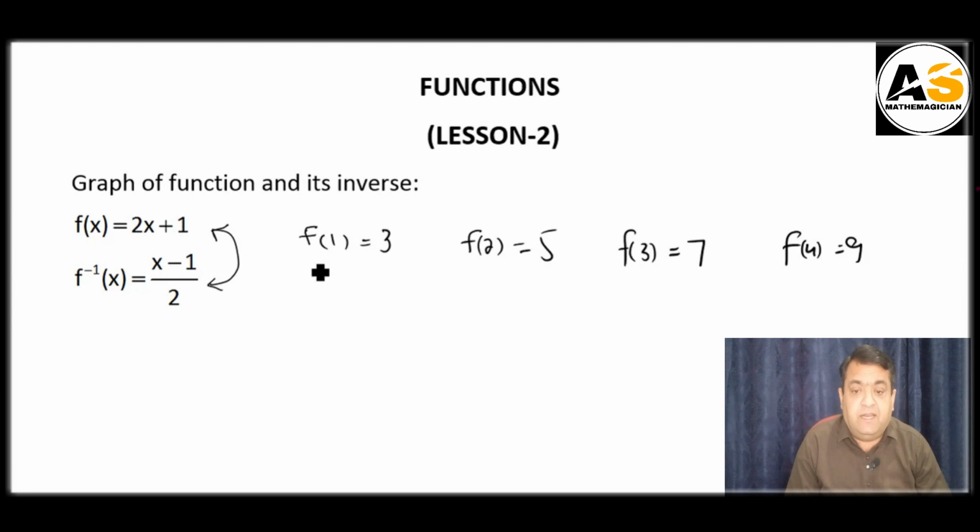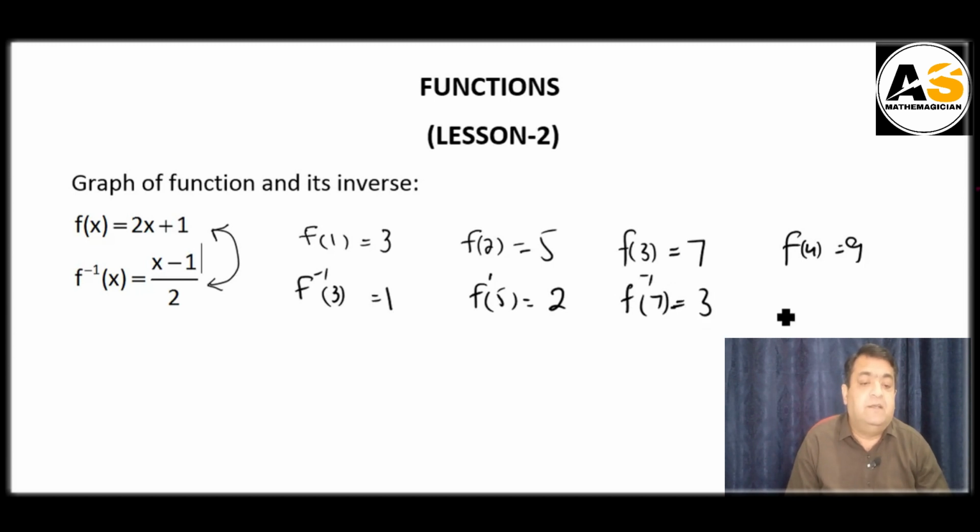Similarly, I am finding the value of f inverse at x is equal to 3, which is equal to 1. F inverse of 5 is equal to 5 minus 1, 4 over 2, 2. F inverse of 7 is equal to 7 minus 1, 6 over 2, 3. And f inverse of 9 is equal to 4. You see over here the relation. F of 1 is 3, f inverse of 3 is 1. So that is why they are inverse of each other.